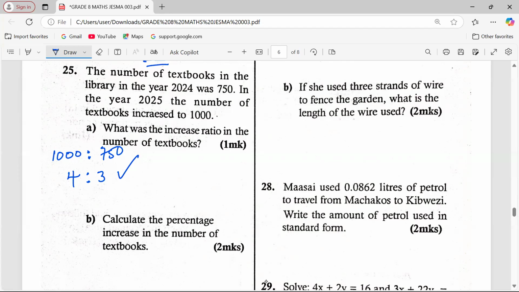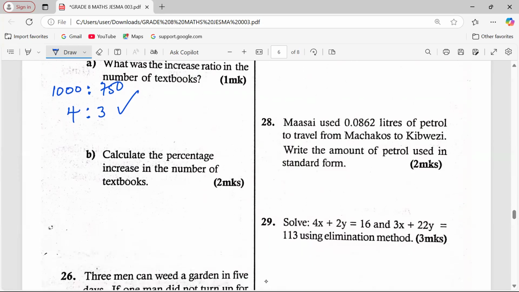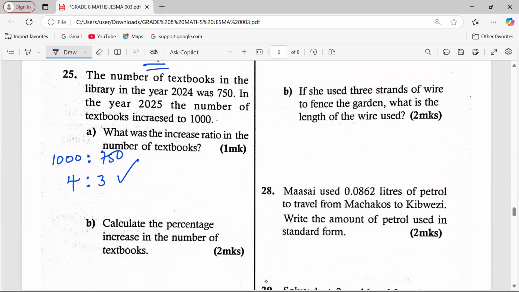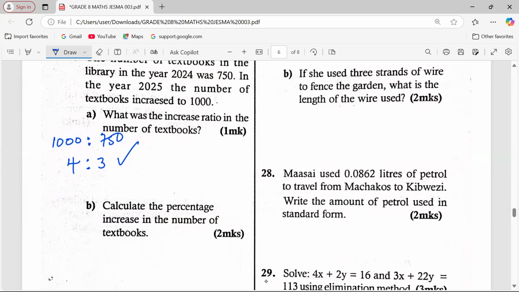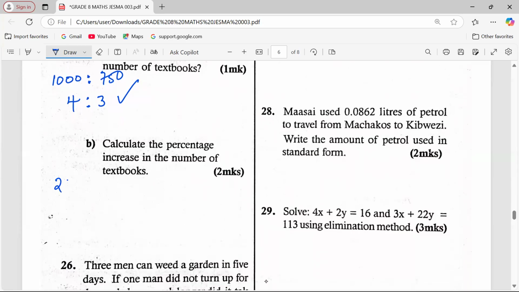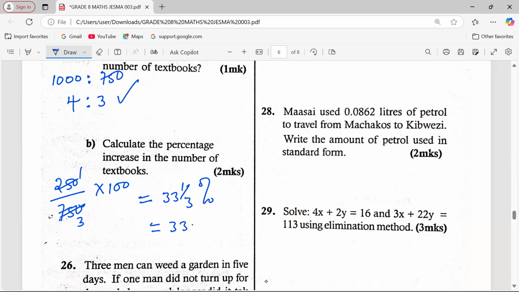Calculate the percentage increase in the number of textbooks. So percentage increase will be given by the increase out of initial times 100. We want to express it as a percentage. So 250 by 750, so a third multiplied by 100 becomes 33 and a third percent, which can still be written as 33.33%.